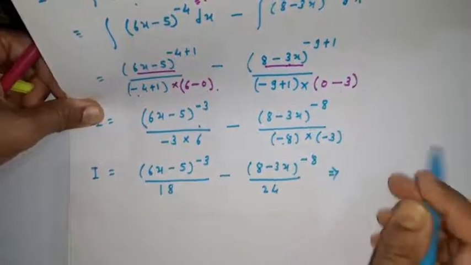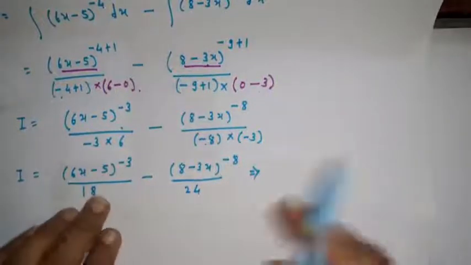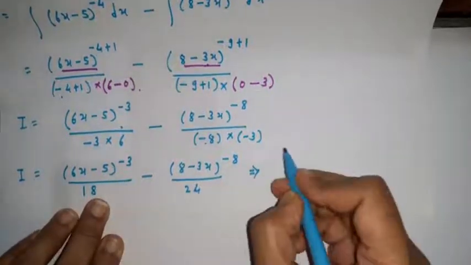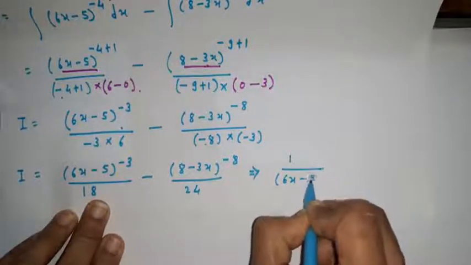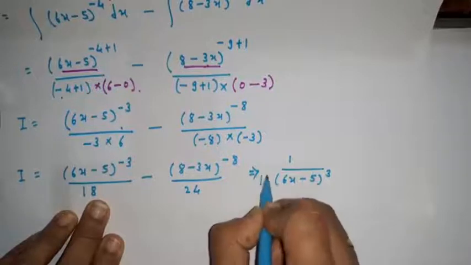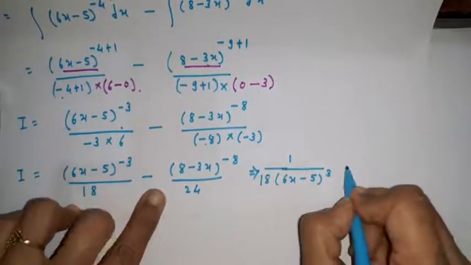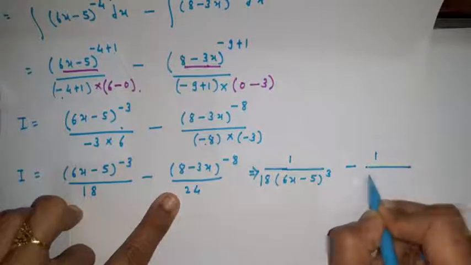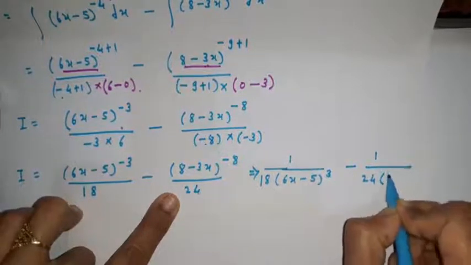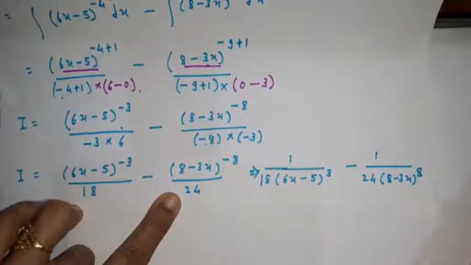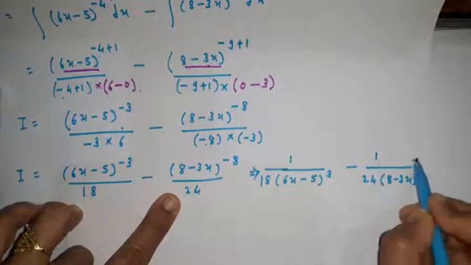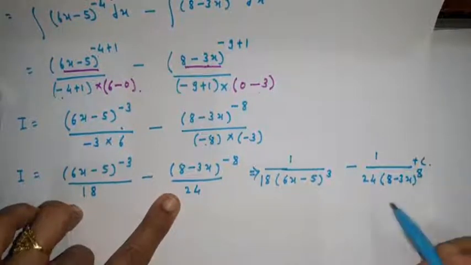Again, you can write it in this way: we can shift the term to the numerator, that is 1 upon (6x minus 5) raised to 3 into 18, and minus 1 upon 24 into (8 minus 3x) raised to 8, plus constant of integration c. In this way, we can solve the problem. Okay, students, in this way we have to solve the problem. Okay, now the next one.